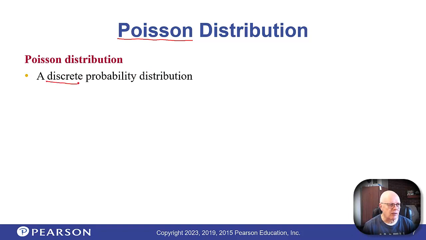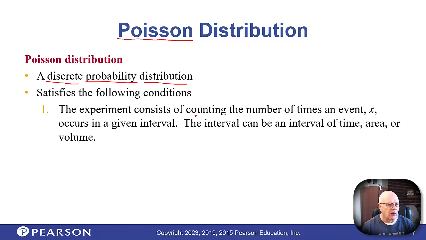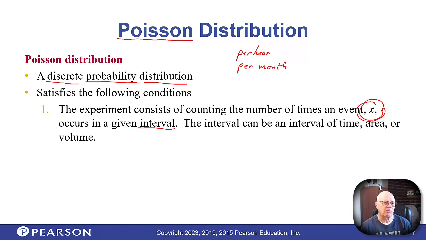First of all, it's another discrete probability distribution. We're still in chapter 4. And here are the conditions. We're going to count the number of times this happens in some kind of interval. Now, an interval is very general. It might be per hour, for example. How many times does something happen in an hour? Or maybe per month. For example, how many times a month does it rain in South Carolina in June?